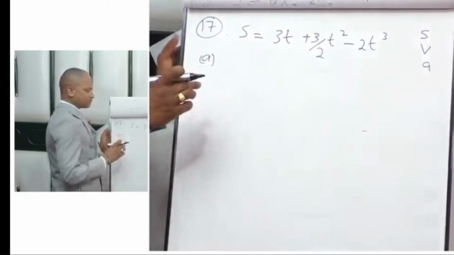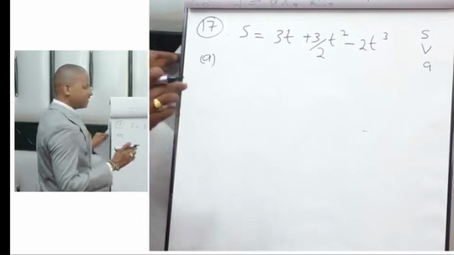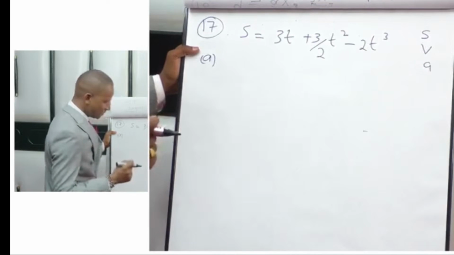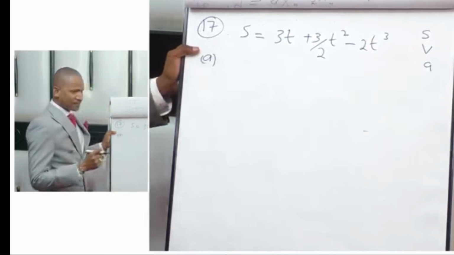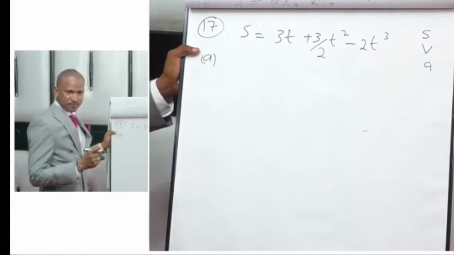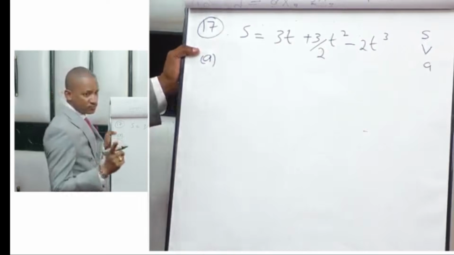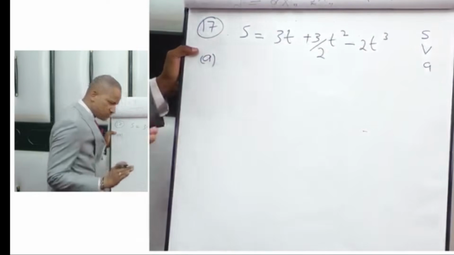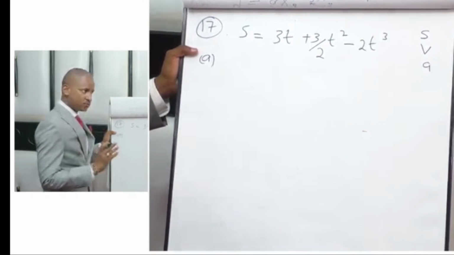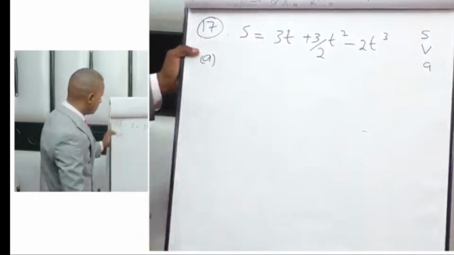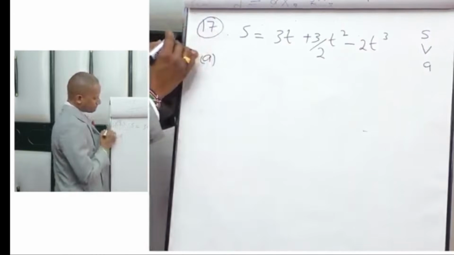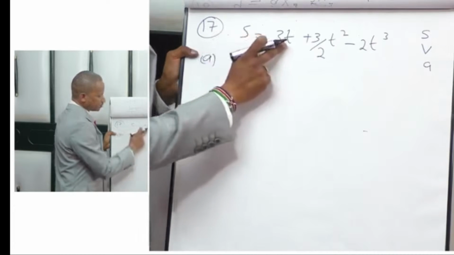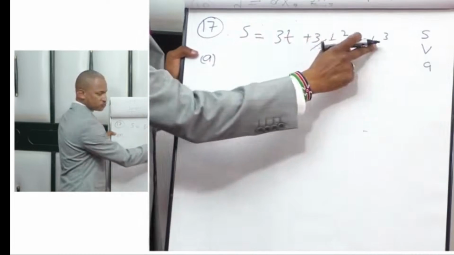They want the initial acceleration. At initial acceleration, time is 0 because you've not started moving. So when you come here, you say displacement is equal to 3t plus 3 over 2t squared minus 2t cubed.